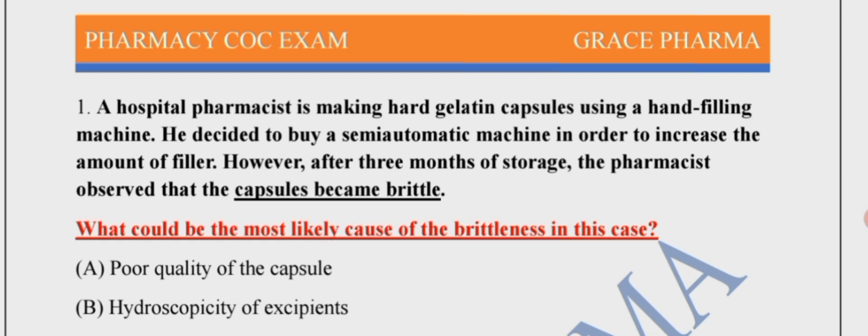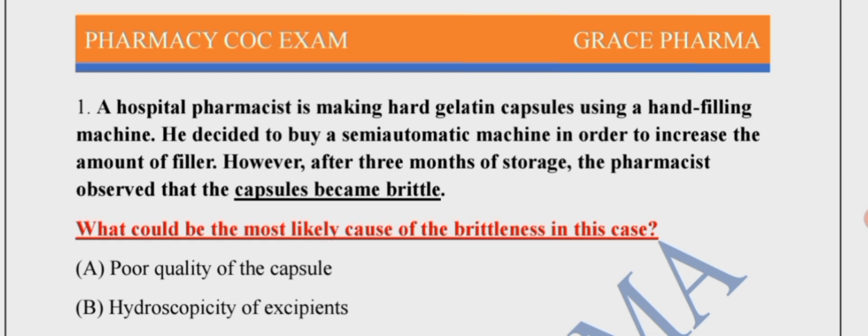A hospital pharmacist is making hard gelatin capsules using a hand filling machine. He decided to buy a semi-automatic machine in order to increase the amount of filler. However, after 3 months of storage, the pharmacist observed that the capsules become brittle.